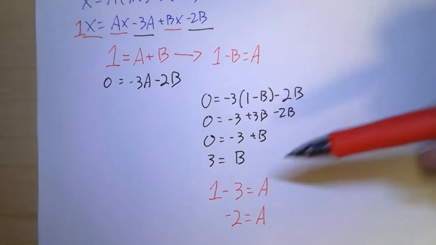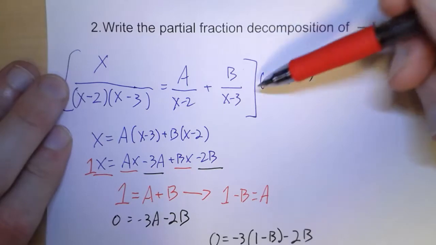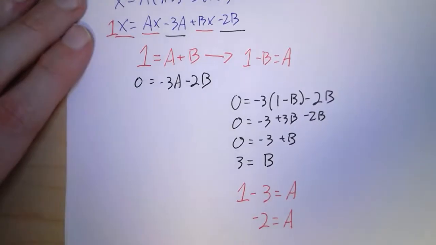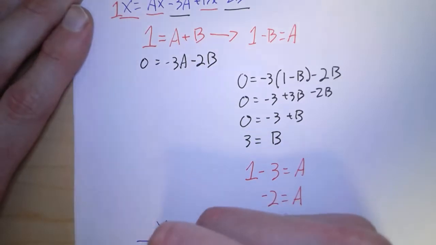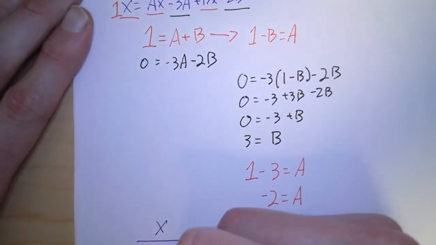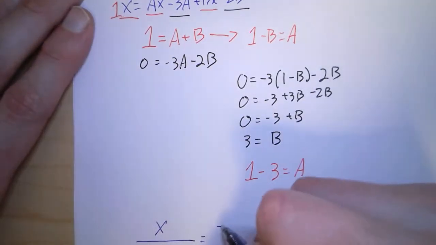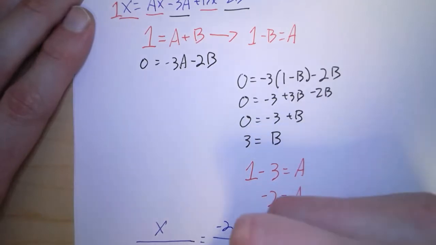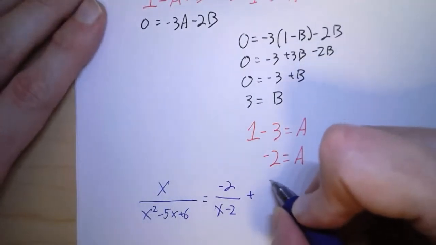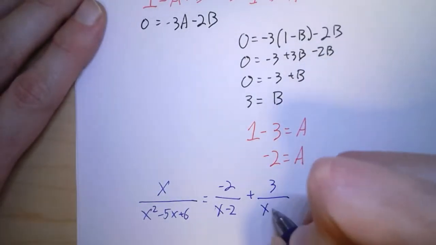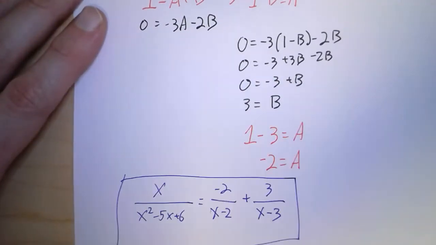Now, you always have to be sure about what is a and what is b, because those are different numbers over different denominators. So for our answer, we have x over x squared minus 5x plus 6, and that equals, now a is negative 2, and a was over the denominator x minus 2, and then b was 3, and that was over the denominator x minus 3. And so there is our partial fraction decomposition.